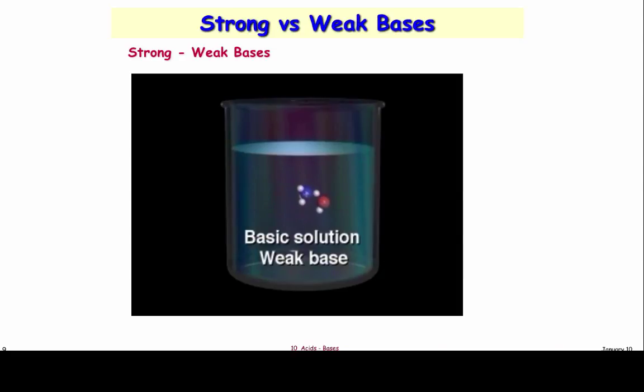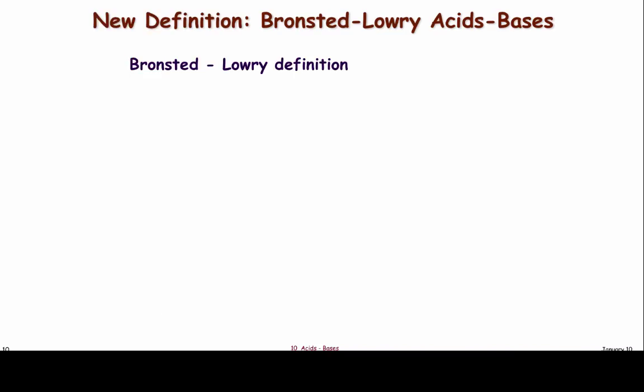The equilibrium forming the hydroxide and ammonium ions lies largely to the left. At any given time, most of the ammonia is in a non-ionized form. So those are examples of how hydroxide is formed by these chemicals.